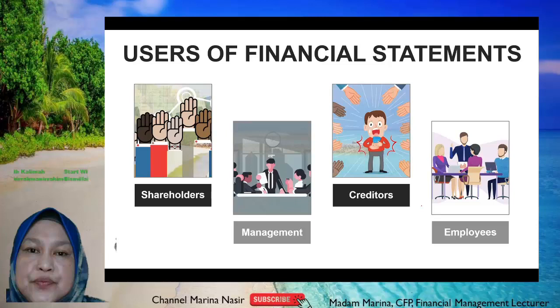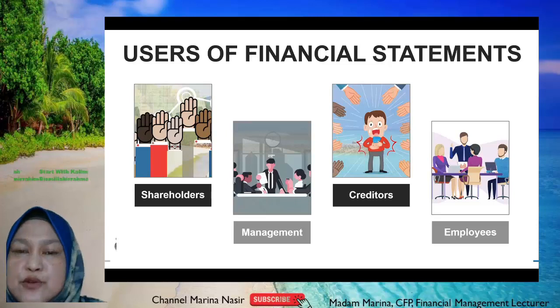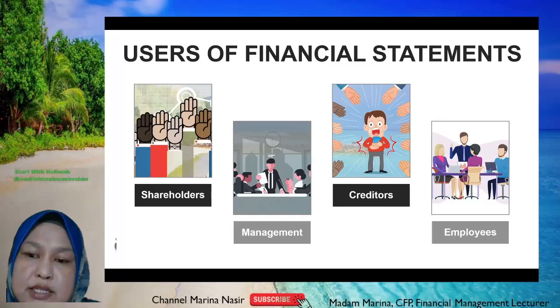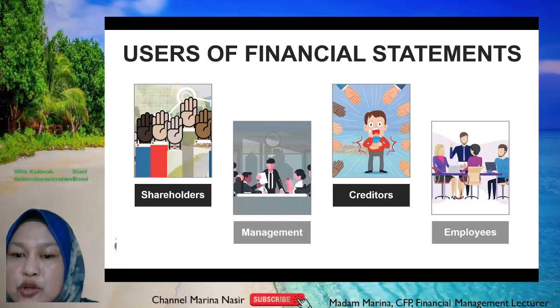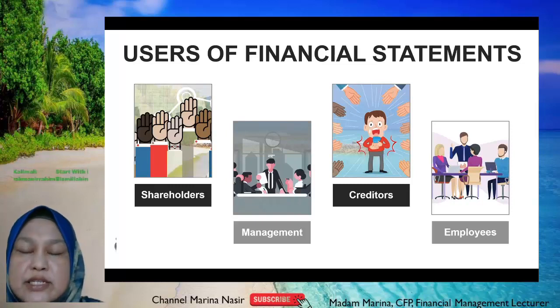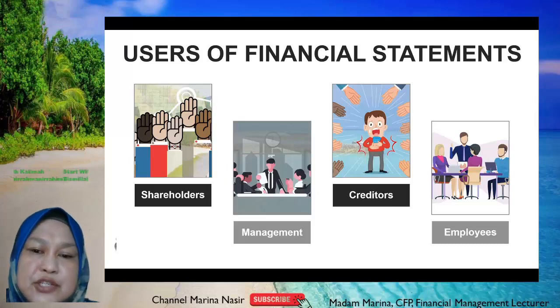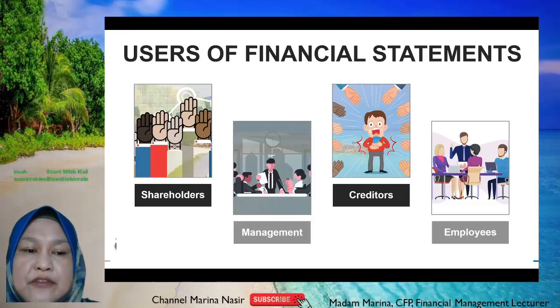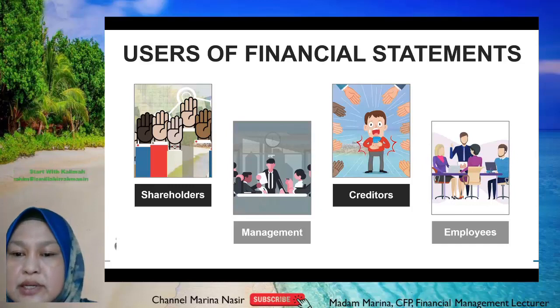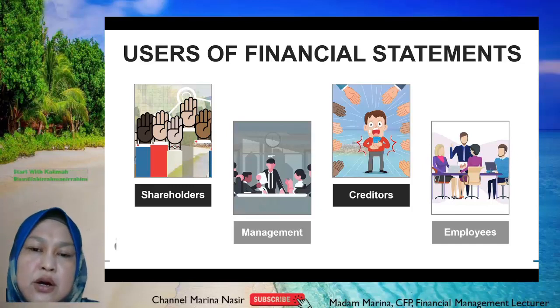We have two types of users of financial statements, internal and external users. This subtopic you already know from the Financial Accounting 1 course. This is just for review, to refresh your knowledge. We have shareholders, management, creditors, and employees. All of these users need financial information.